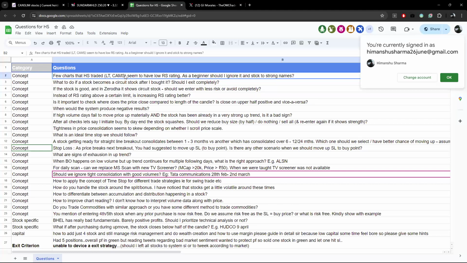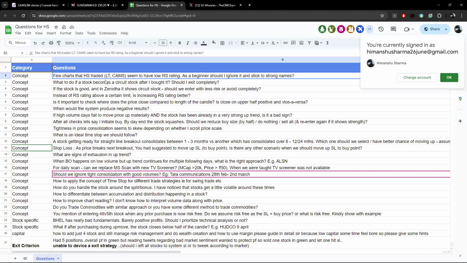the RS rating that we are using in MarketSmith is, I told you, right, a weighted average of 3, 6, 9 and 12 months of data. So in the recent period, some stocks are outperforming. If you compare their 3-month RS rating, they are already performing better than the benchmark. But because of the formula that MarketSmith takes into account, these stocks do not have an RS rating more than 70, right?